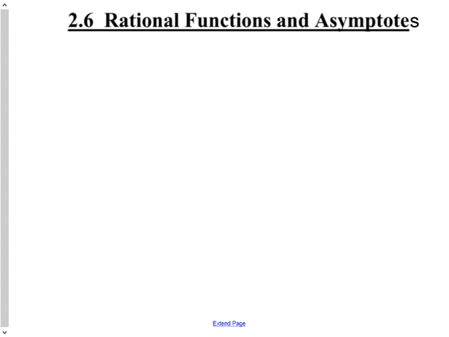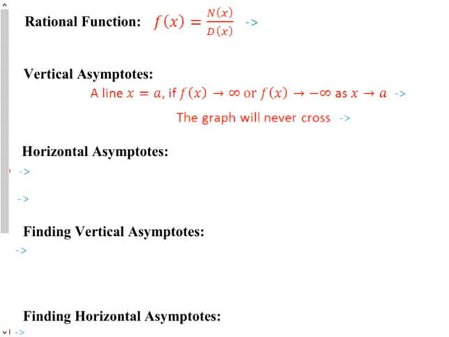Today we are going over lesson 2.6, rational functions and asymptotes. So what is a rational function? A rational function takes the form f(x) = n(x) over d(x). Generally speaking, we have a number of x in the denominator to make this a rational function.